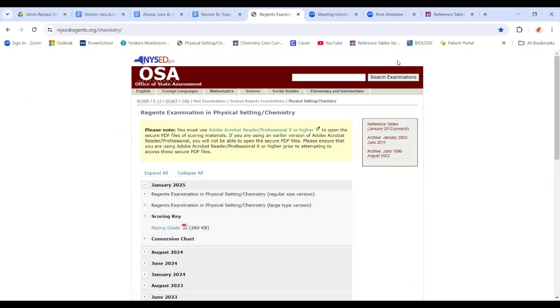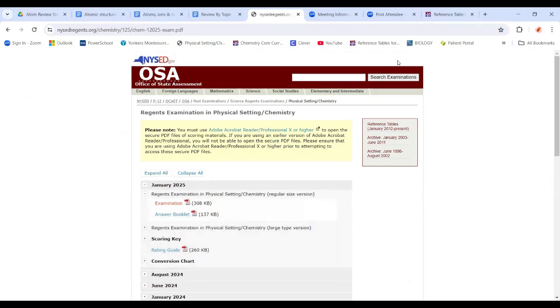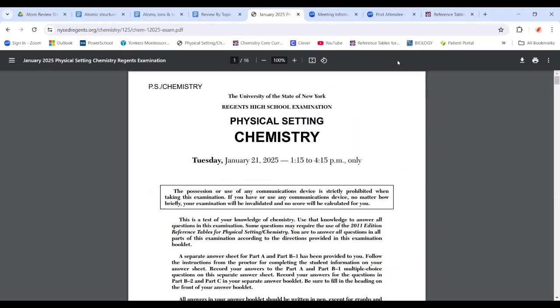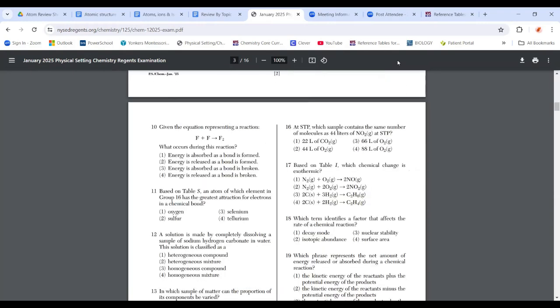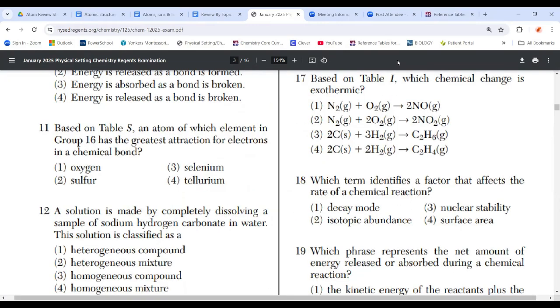Oops, I think I closed our Regents exam. All right, we are moving to question 9. Nope, we were on question 9. We're going to move to question 11.